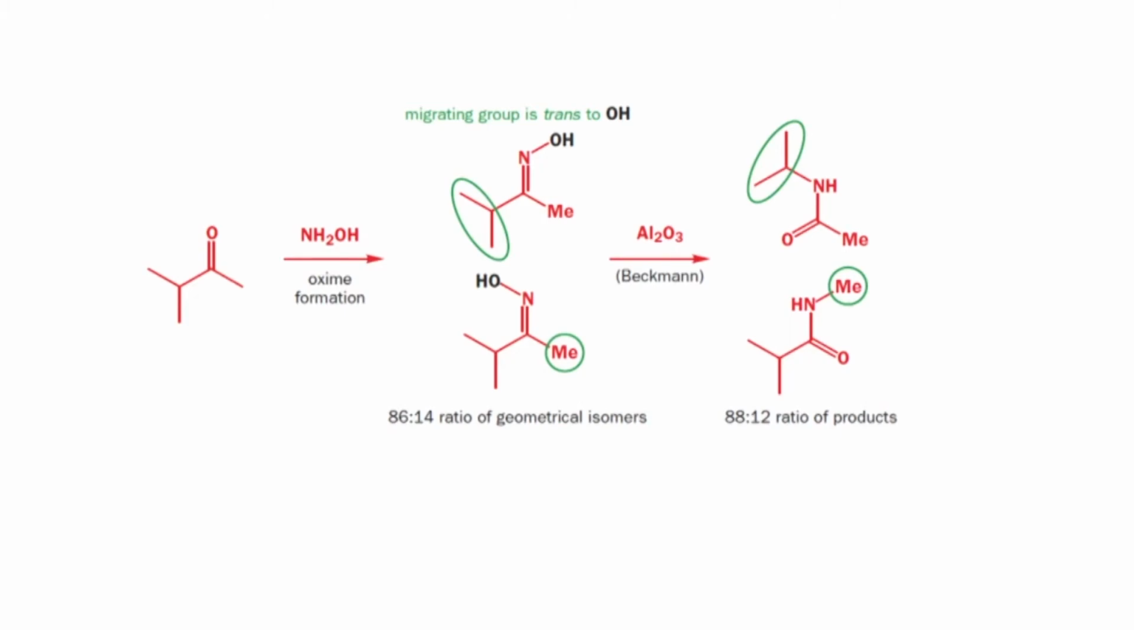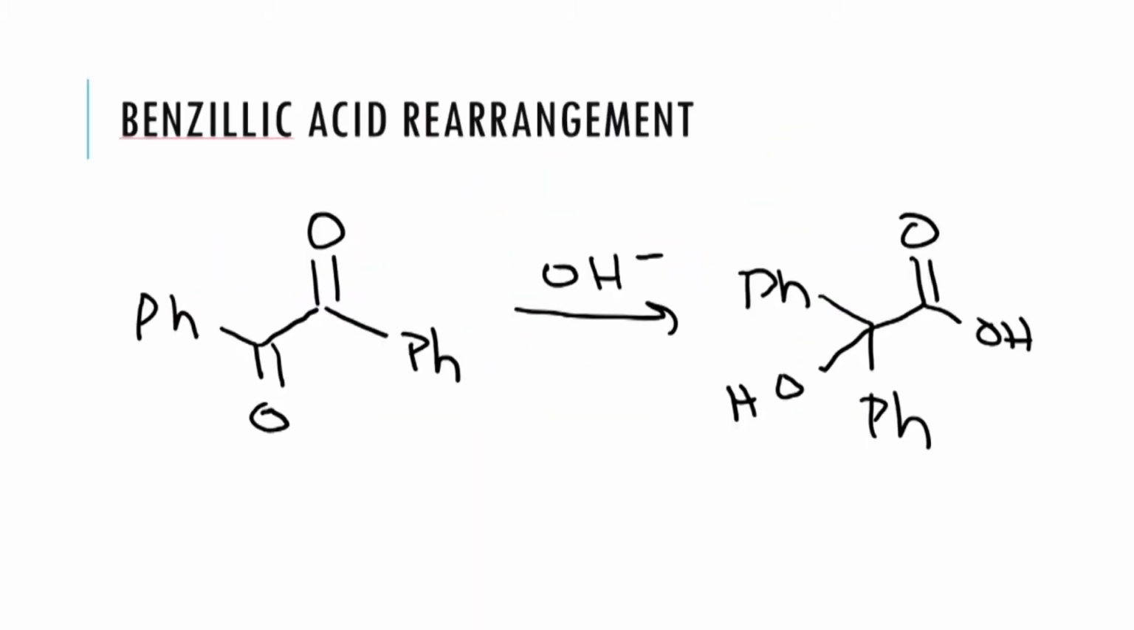And if there was some way to completely convert this group to this, then you will find that methyl migration is the exclusive product. So in the case of the Beckmann rearrangement, what is more important is which group is going to be trans to the leaving group, which is the water. Now let's move on to the next rearrangement. This is called the benzilic acid rearrangement.